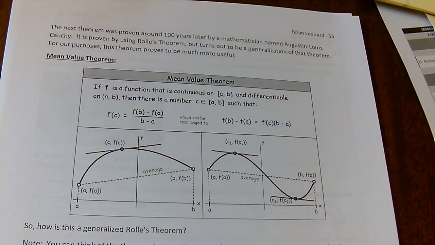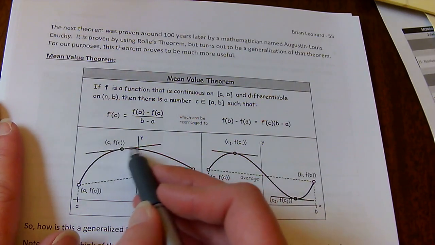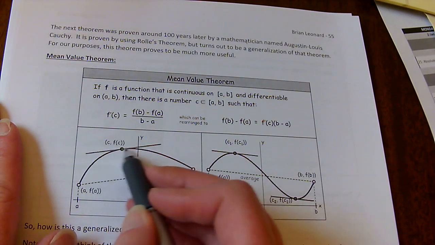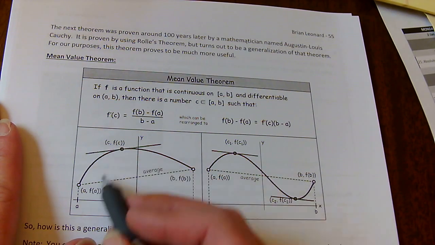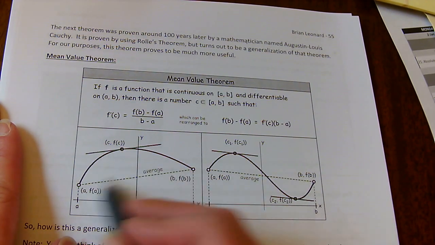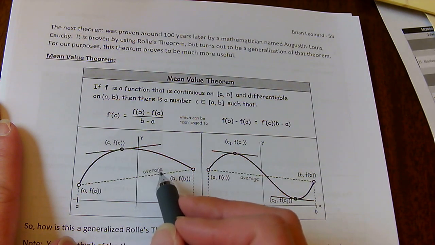The Mean Value Theorem says if you have a function that is continuous and differentiable, then there is a number somewhere, some x value, where the slope of its tangent line, the derivative, is the same as the slope between the two endpoints.